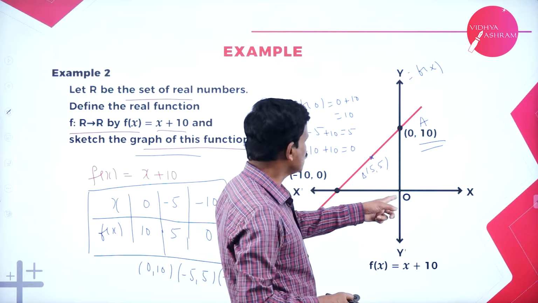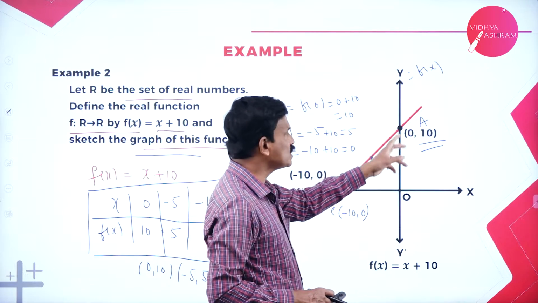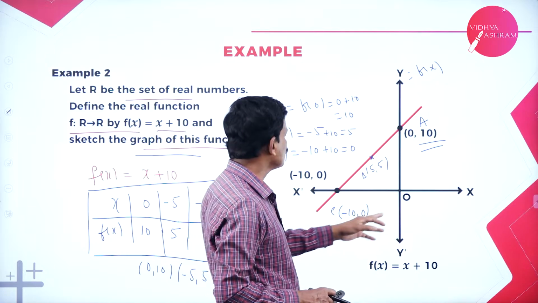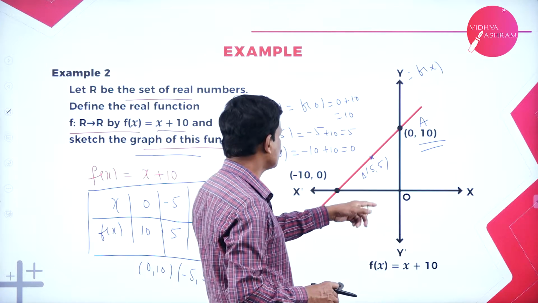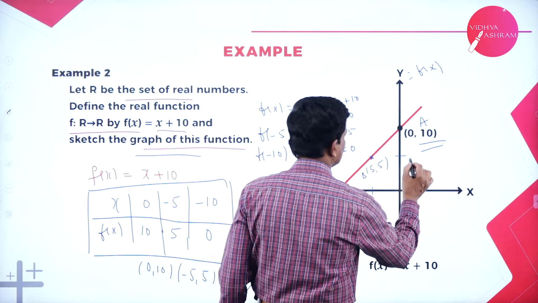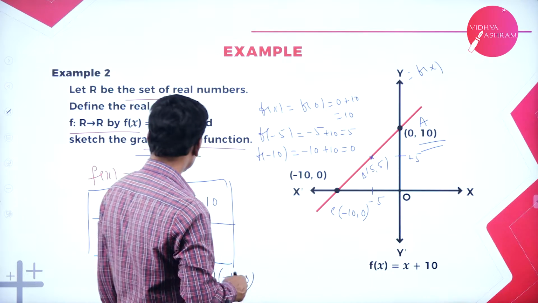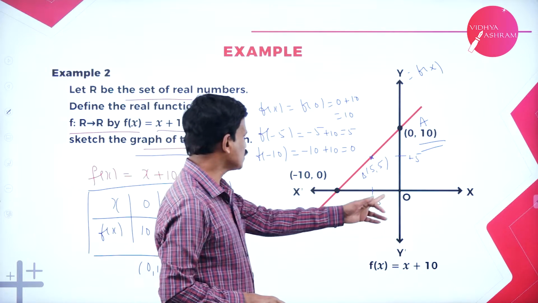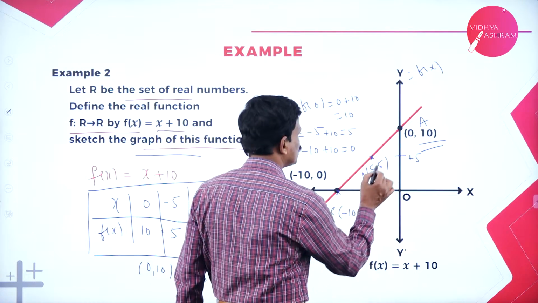So, when x is equal to 0, y is equal to 10, which means f of x is 10: the point 0 comma 10. When x is equal to minus 5, y is equal to plus 5. Plot plus 5 and minus 5. Then, when x is equal to minus 10, f of x is equal to 0. So, therefore, these are the points we are going to get here.